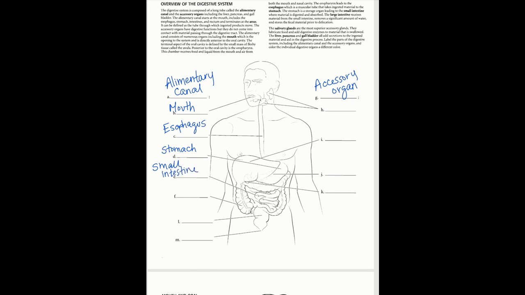The small intestine is named small due to its diameter, not its length. And then that digestive product is now what we call chyme. So it's no longer referred to as bolus, it's not referred to as food, but we call it chyme. And chyme is going to make its way from the small intestine into the large intestine.